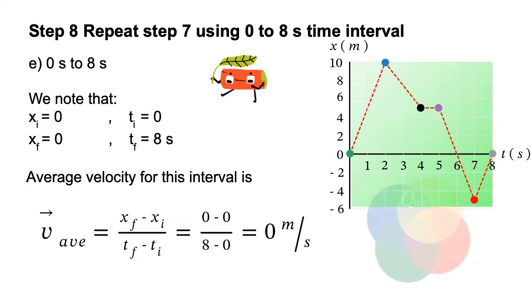Step 8. Repeat step 7 using 0 to 8 seconds time interval. Take note that both x and t initial is 0, while x final is 0 at 8 seconds final time. Plugging in, the average velocity for this time interval is 0.